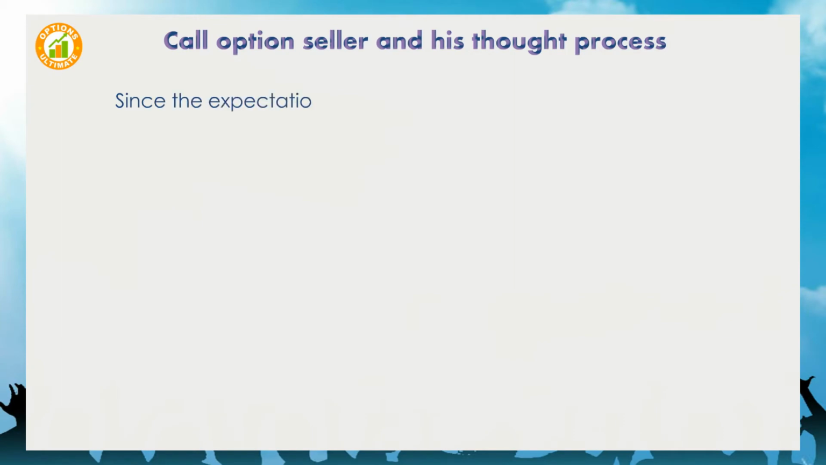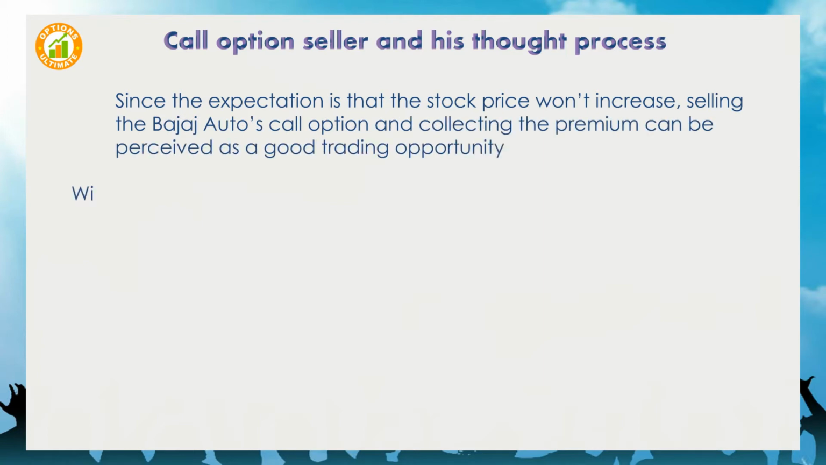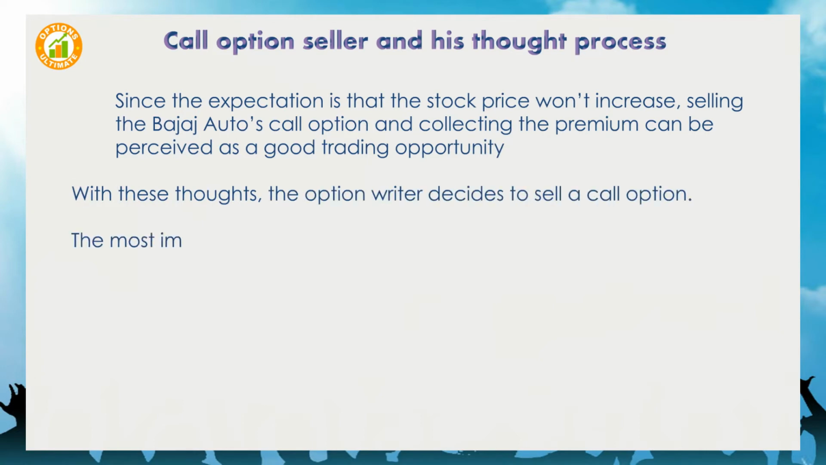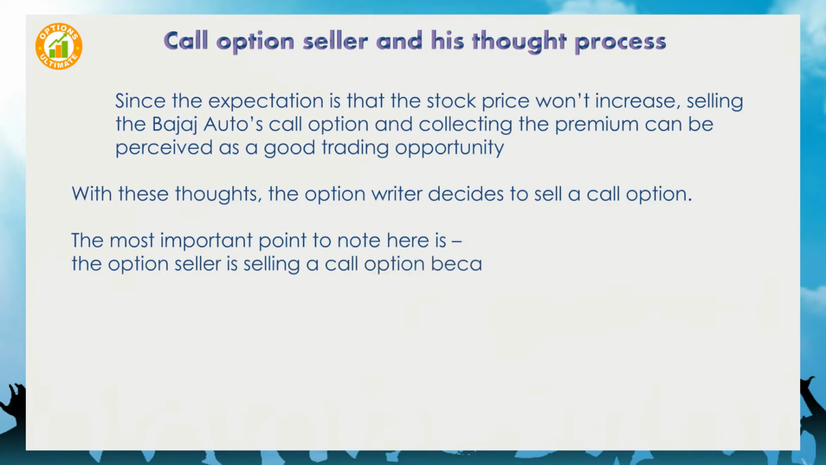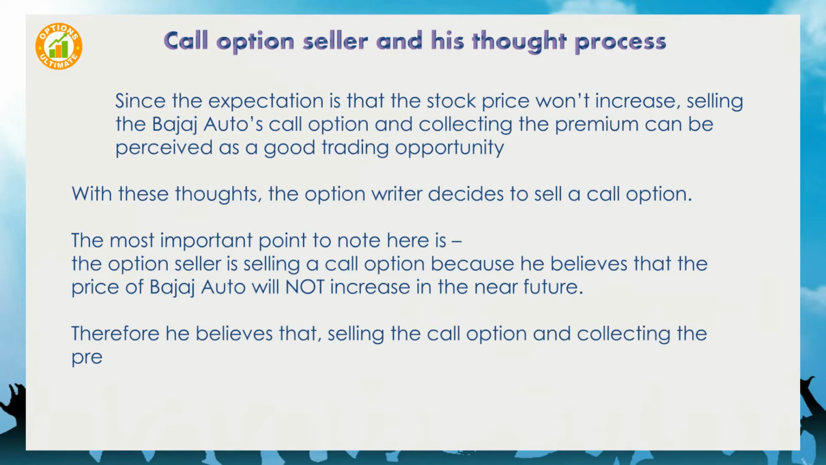Since the expectation is that the stock price won't increase, selling the Bajaj Auto call option and collecting the premium can be perceived as a good trading opportunity. With these thoughts, the option writer decides to sell a call option. The most important point to note here is, the option seller is selling a call option because he believes that the price of Bajaj Auto will not increase in the near future. Therefore he believes that selling the call option and collecting the premium is a good strategy.